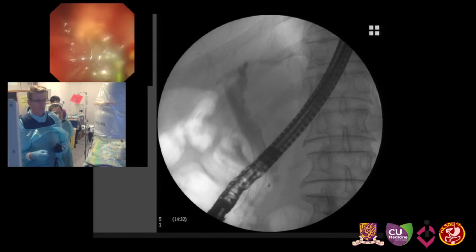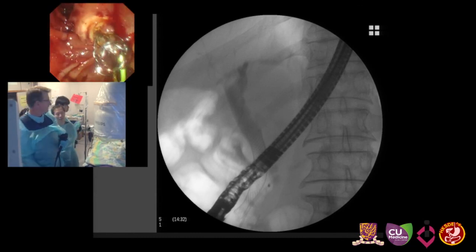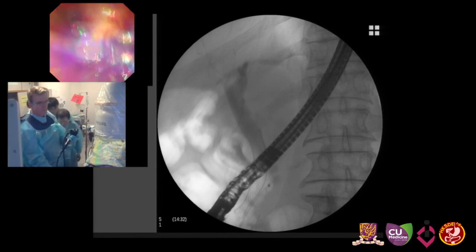Any other questions? So we changed to a gastroscope to retrieve the specimens. It's a lot easier.